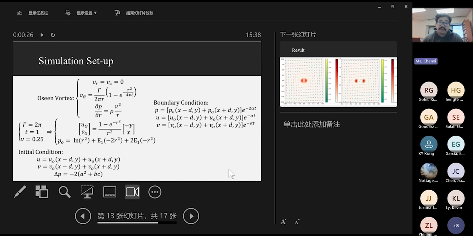And for the boundary condition, I just set a fixed boundary with the initial values of the exact solution, and then multiply it by a decreasing coefficient, which is e to the negative 2 alpha t. So the pressure at the boundary equals pO(x minus d, y) plus pO(x plus d, y) times e to the negative 2 alpha t, and the same formula for u and v.